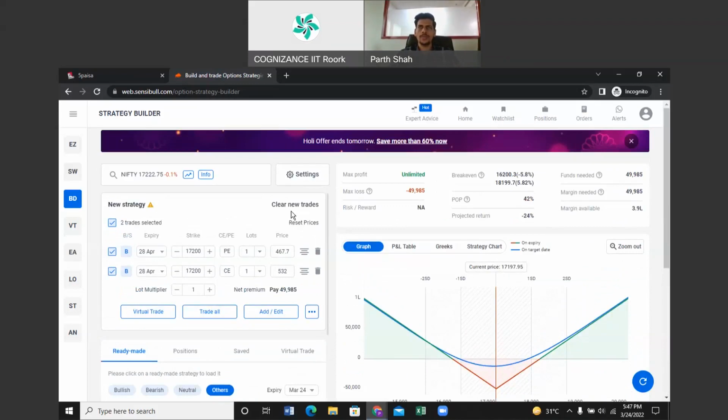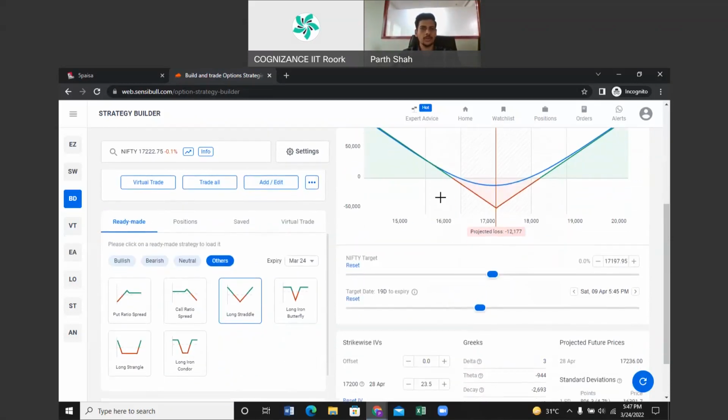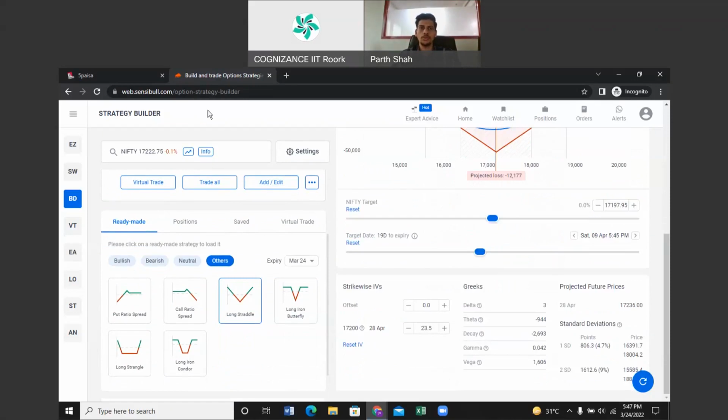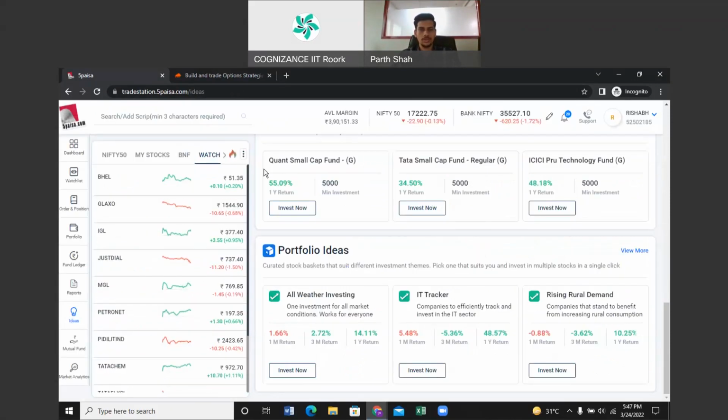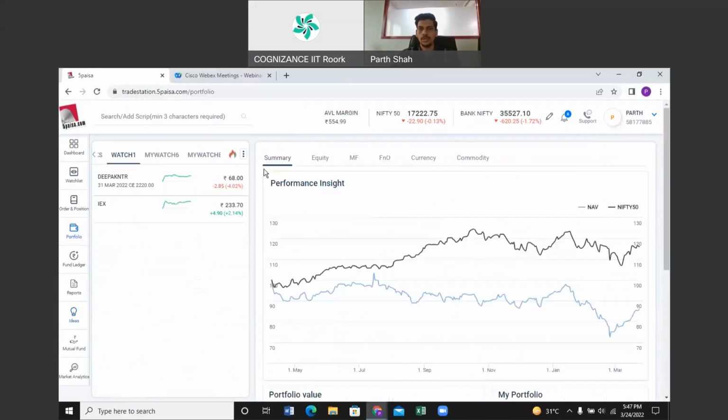The basic part of options and derivatives will be taken up in the next session, which will be conducted by Ruchit. But you can always explore these platforms to know more about it. So that's about the 5paisa platform. I am sorry I could not show you the 5paisa mobile application, which is also there.